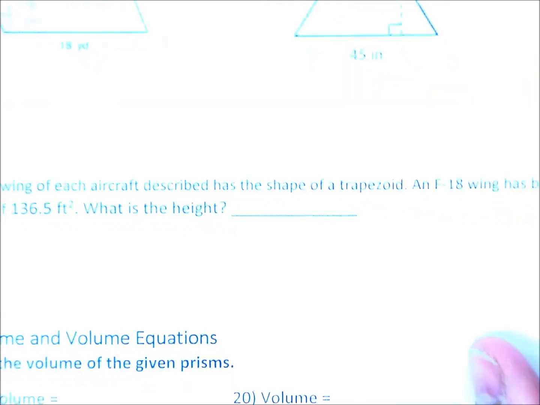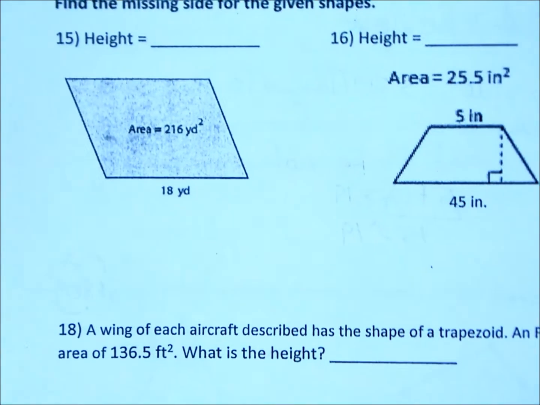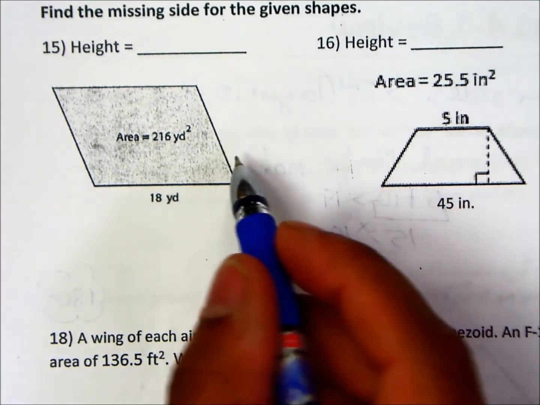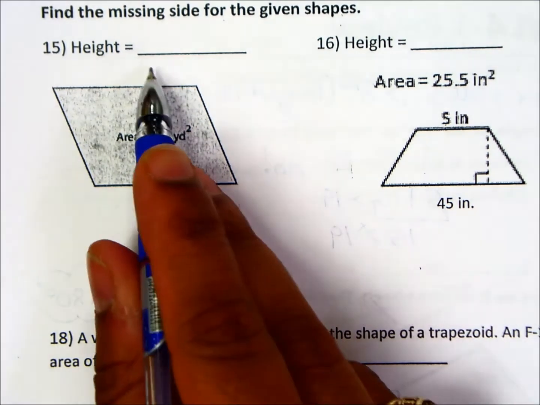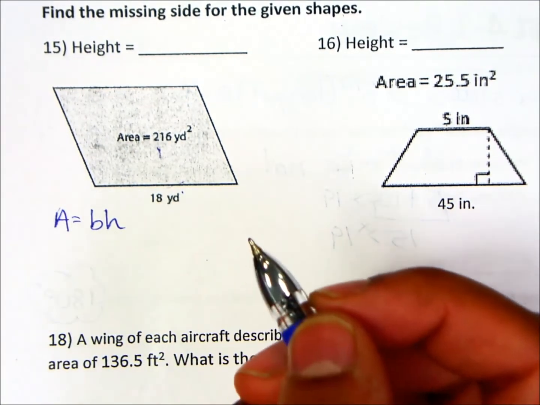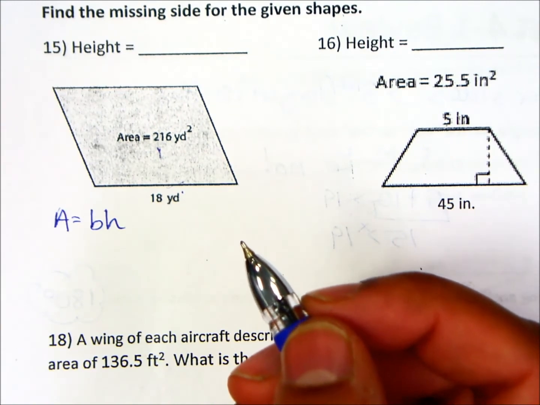Alright, next slide. Alright, at the top, we're missing parts of our area. Okay, so to work that out is not too bad. We know how to do that. So the first one. So let's find the missing height of the given shapes, or missing side. So at my base, I'm missing height. Area of a parallelogram is base times height. Okay, again, let's get it on your star chart, and I'll give that to you.